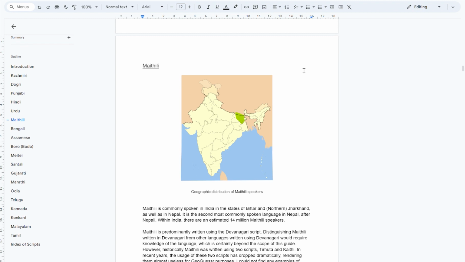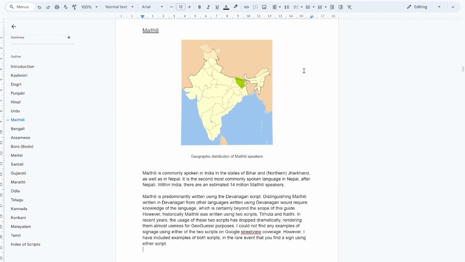Next we have Maithili. Maithili is commonly spoken in India in the states of Bihar and northern Jharkhand, as well as in Nepal. It's the second most commonly spoken language in Nepal after Nepali. Within India, there are an estimated 14 million Maithili speakers.